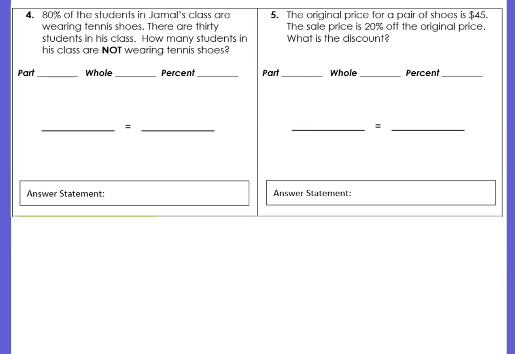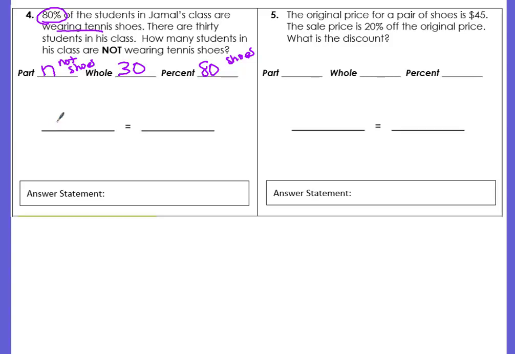Okay, example 5. 80% of the students in Jamal's class are wearing tennis shoes. There are 30 students in his class. How many students in his class are not wearing tennis shoes? Okay, let's look at the numbers we're given. We're given 80% of the students wear tennis shoes. So that's my percent, 80%, and they have tennis shoes. There are 30 students in his class, so that's the whole. We want to know how many are not wearing tennis shoes. That's the part that's unknown. That's our N, and this is going to be not tennis shoes.